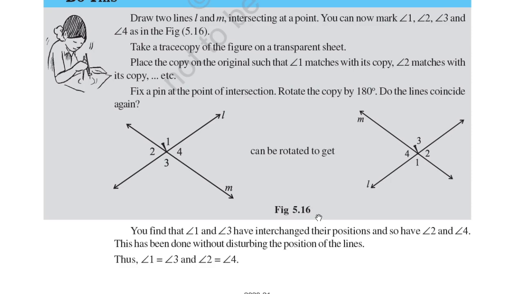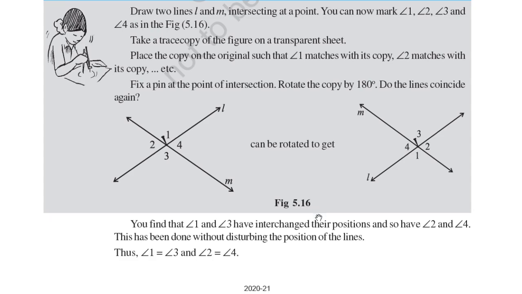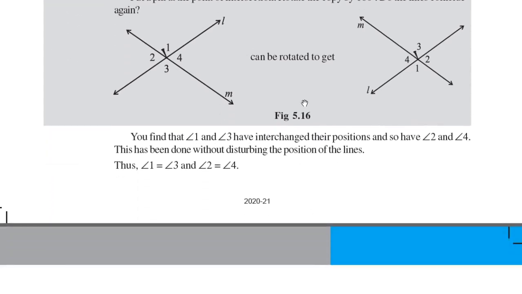Take a trace copy of the figure on a transparent sheet. Place the copy on the original such that angle 1 matches with its copy, angle 2 matches with its copy. Fix a pin at the point of intersection. Rotate the copy by 180 degree. Do the lines coincide again? So you can do that. You can rotate to get this. You find that angle 1 and angle 3 have interchanged their position, and so have angle 2 and angle 4.